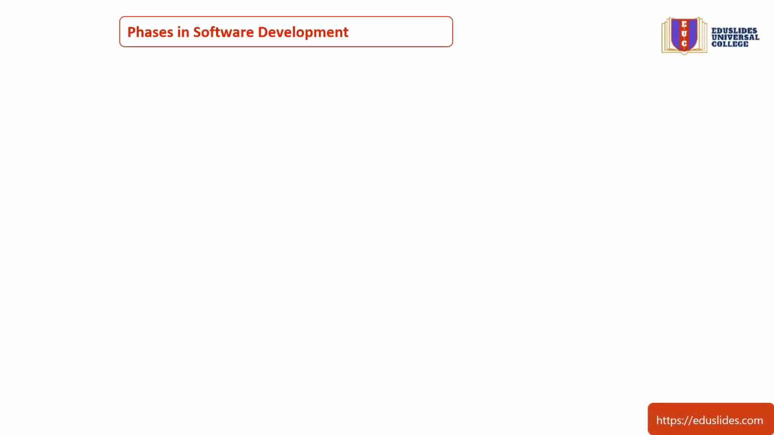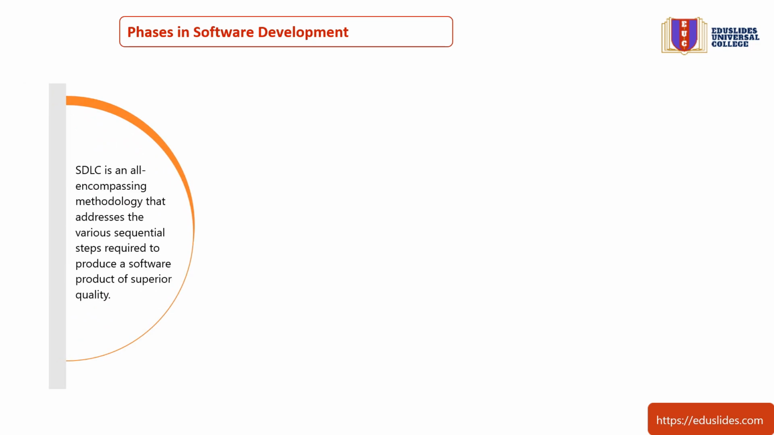The system development should be complete in the predefined time frame and cost. SDLC consists of a detailed plan which explains how to plan, build, and maintain specific software. A wide range of intricate models used in software development are represented by the SDLC. Practically speaking, SDLC is an all-encompassing methodology that addresses the various sequential steps required to produce a software product of superior quality. In this video, we shall look at 7 stages of software development lifecycle in detail.